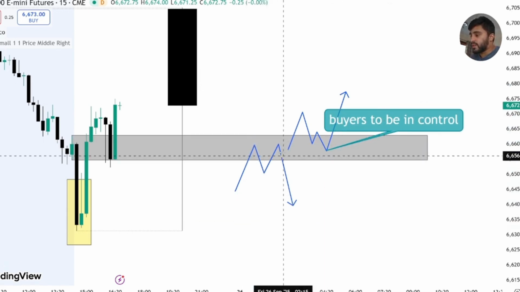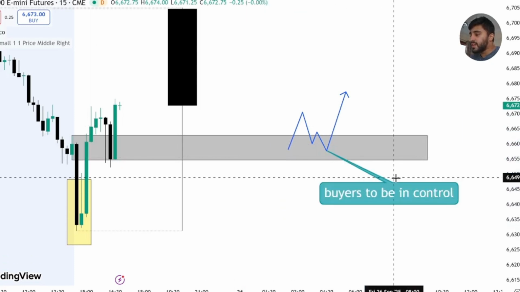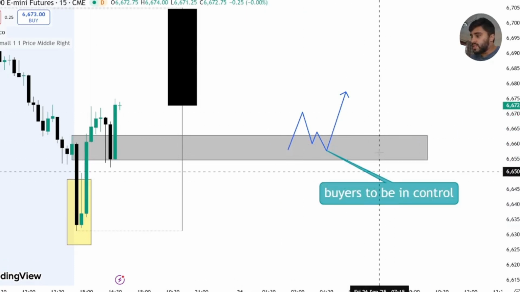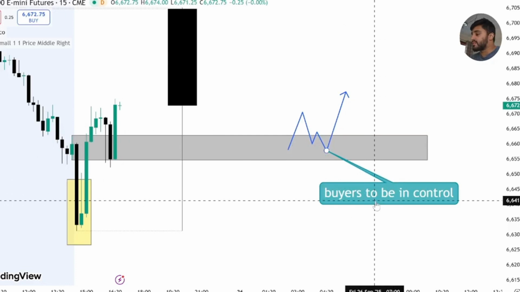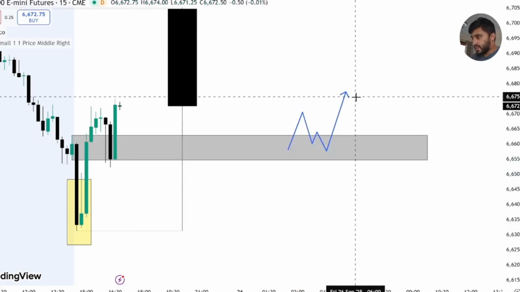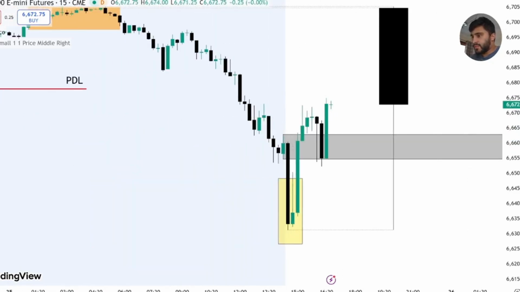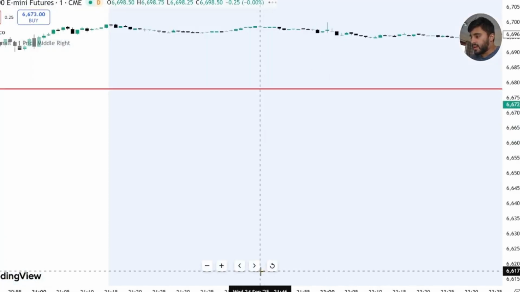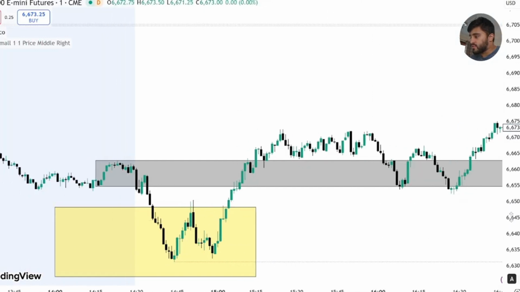But we're going to be going over a case study on how you could have caught this position. So for buyers to be in control, you need to see aggressive sellers failing, right? So we're going to be going into this and the execution that I had. So if we just get this out again, key level. So now from here on the 1 minute, we're going to go down to the 1 minute. I prefer to use the 1 minute for my entries.